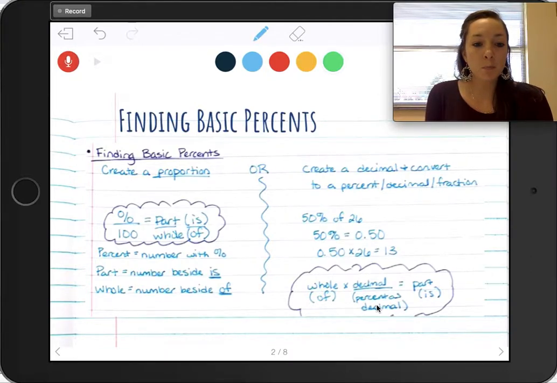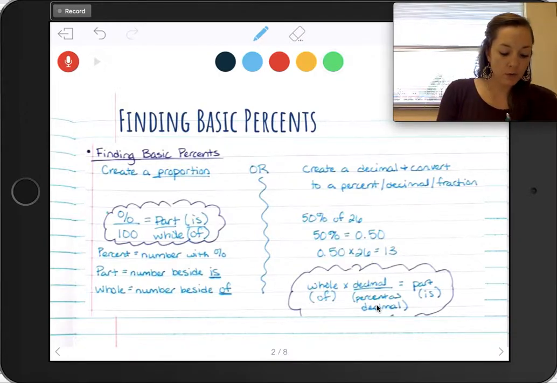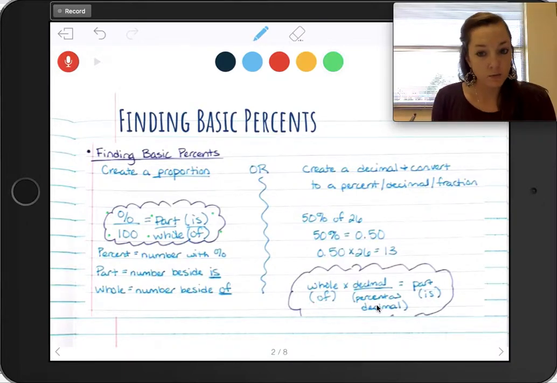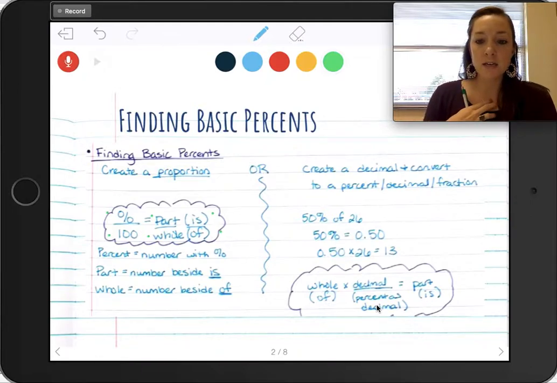There are two ways that you can do this. You can create a proportion, and that proportion is percent over 100 equals the part over the whole, or we say the is over of. Percent is obviously the number with the percent sign, part is the number beside is, whole is the number beside of, but if you don't have is and of, remember part over whole. Or we could create a decimal and make it into a percent, decimal, fraction.